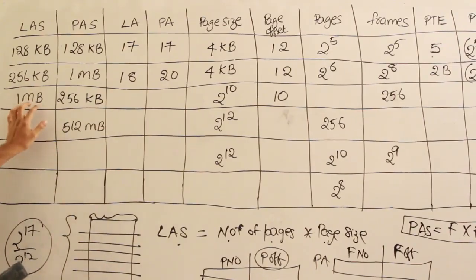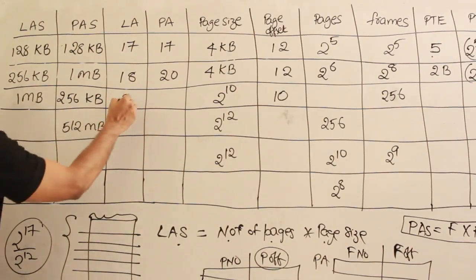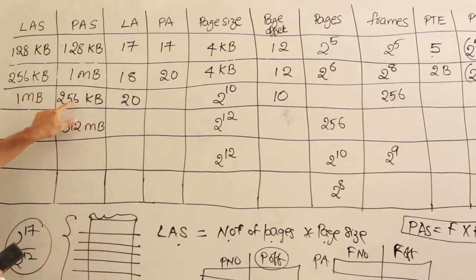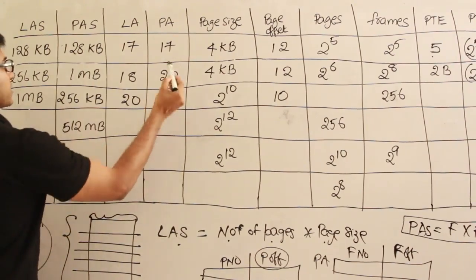After finding it out, I think everything is straightforward. So, what is the logical address? The logical address will depend on this, which is 20 bits. And what is the physical address? The physical address will depend on this. So it is 8 and it is 10. So it is 18. The physical address will be 18 bits.